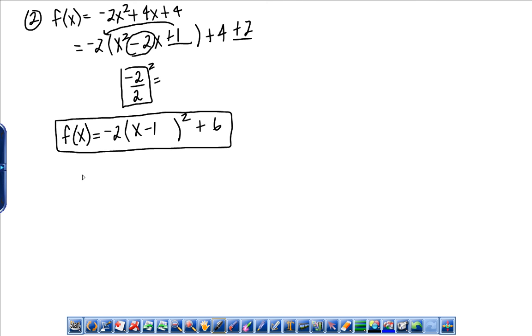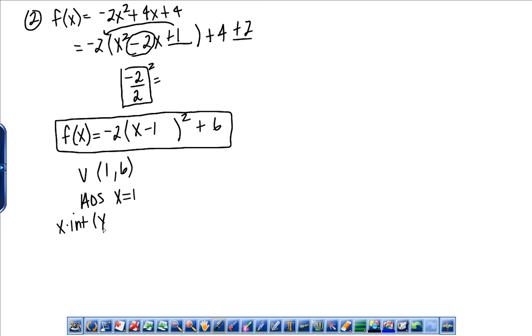From here, you can find your vertex. Your vertex is going to be a positive 1 and a positive 6. This negative 2 out here has nothing to do with your vertex. Your axis of symmetry is going to be x equals 1. The only thing this negative 2 has to do with is to tell you that the parabola is going to be facing down.